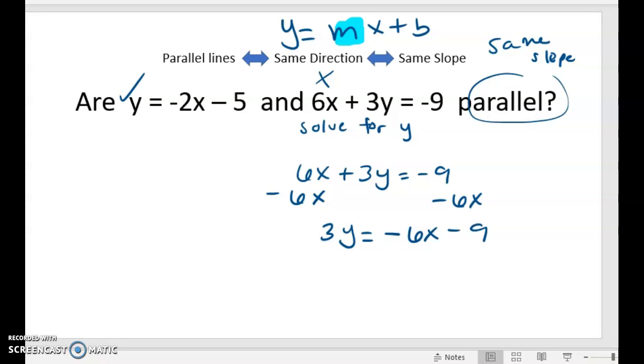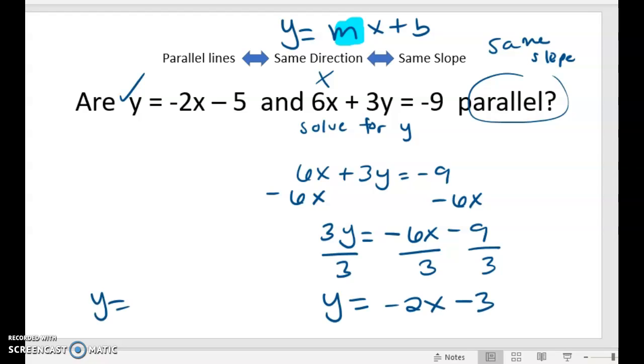From here, 3 and y are being multiplied together. So to undo multiplication, we're going to divide by 3. And when we divide by 3, we have to divide everything by 3 on the left and the right. And what we're left with is y equals negative 2x minus 3.